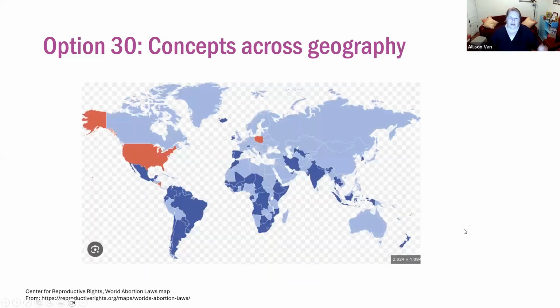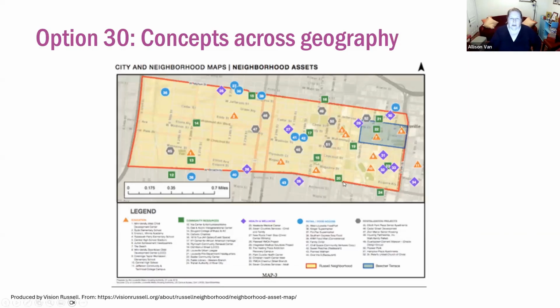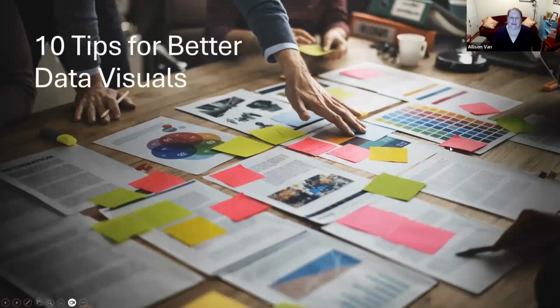Okay. Option 30, concepts across geography. Explanatory. In this case, a smaller geographic area, being able to put a filter over, I believe this is a Google map. And you can use this as the starting place for a whole analysis and highlight individual sections, color code them, talk about individual parts of this for a full analysis. This can be a really useful way of being able to ground the whole of what you're talking about and keep coming back to it to be able to fill in all of the pieces.